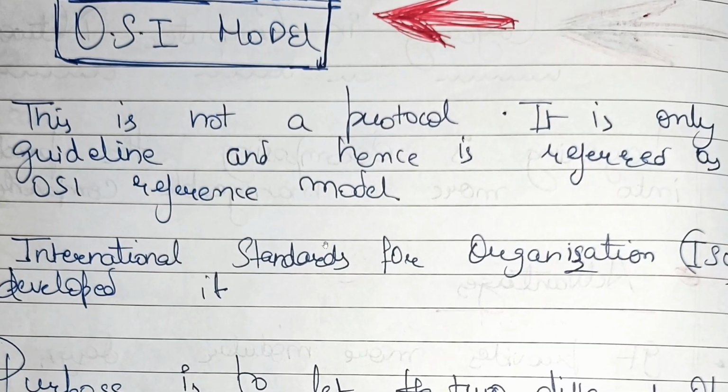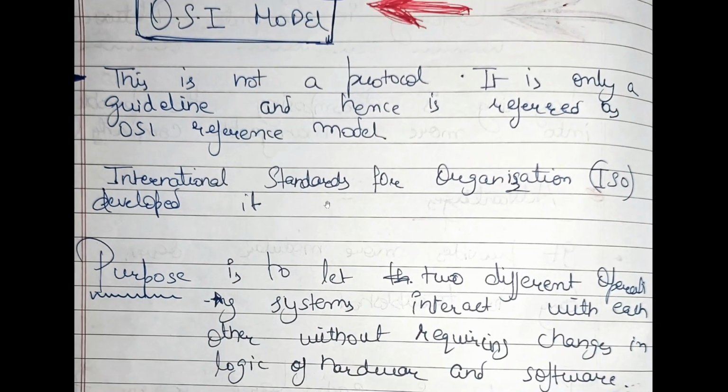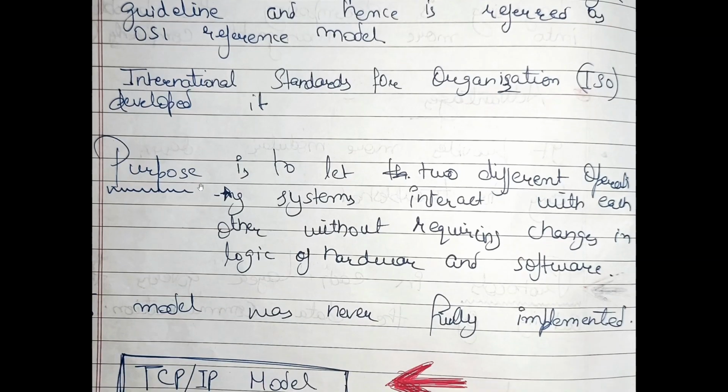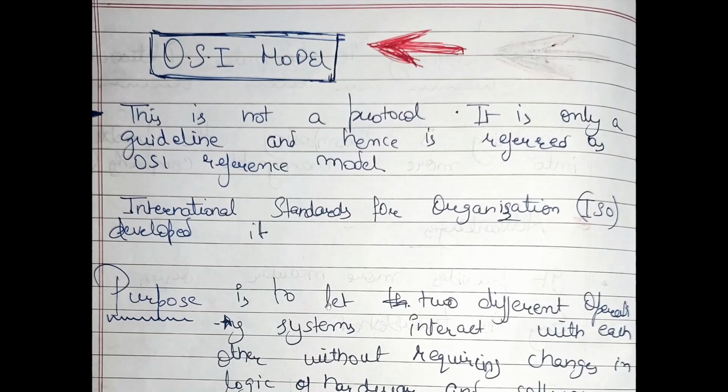Now, the International Organization for Standardization, ISO, developed this. The purpose is to let two different operating systems interact with each other without requiring changes in the logic of hardware and software. Suppose you have a MacBook and the other one has Windows. How will they be able to share data without specific changes in their hardware or software? This is what the purpose of creating the basic OSI model was.